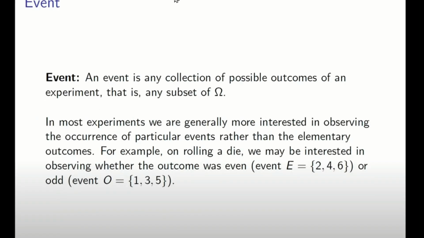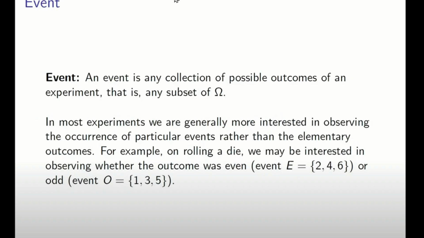And coming to an event, it is a collection of possible outcomes, and it is a subset of omega. For example, for rolling a die, there are numbers from 1 to 6. If you want only even numbers, the event E represents the even numbers in rolling a die: 2, 4, 6. It is a subset of omega, which is the main set 1, 2, 3, 4, 5, 6.